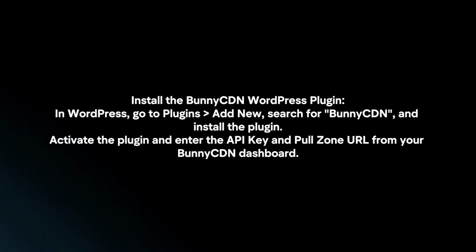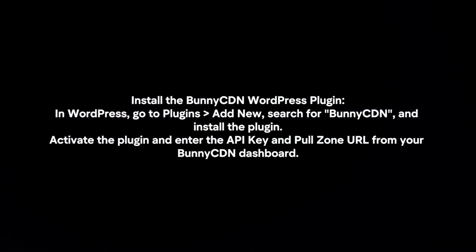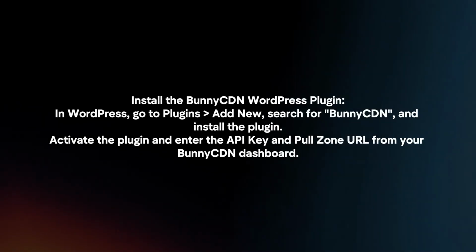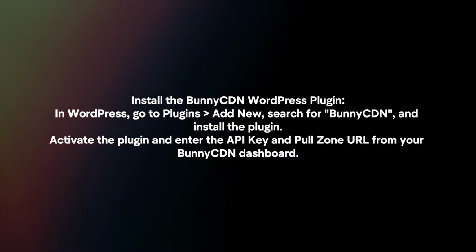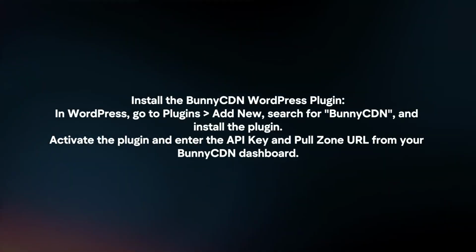Install the BunnyCDN WordPress plugin. In WordPress, go to Plugins, Add New, search for BunnyCDN and install the plugin. Activate the plugin and enter the API key and pull zone URL from your BunnyCDN dashboard.